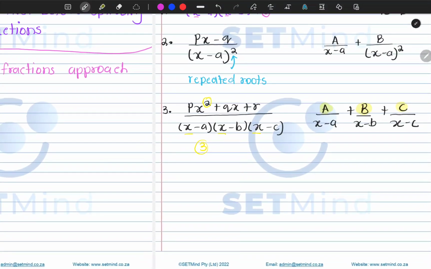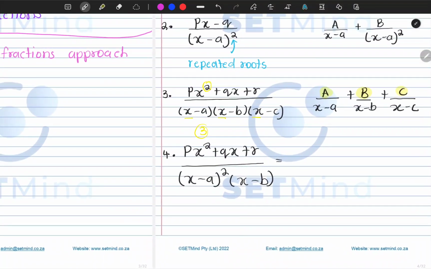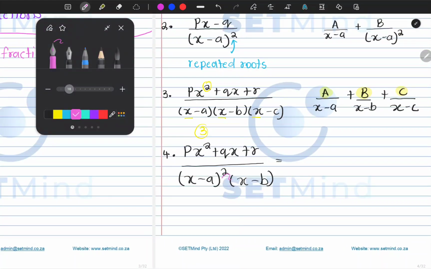Okay, let's go to number 4. In number 4, what we are given is a form which is px squared plus qx plus r, dividing x minus a all squared multiplied by x minus b. And if you look at what happens, we have a repeated root here.